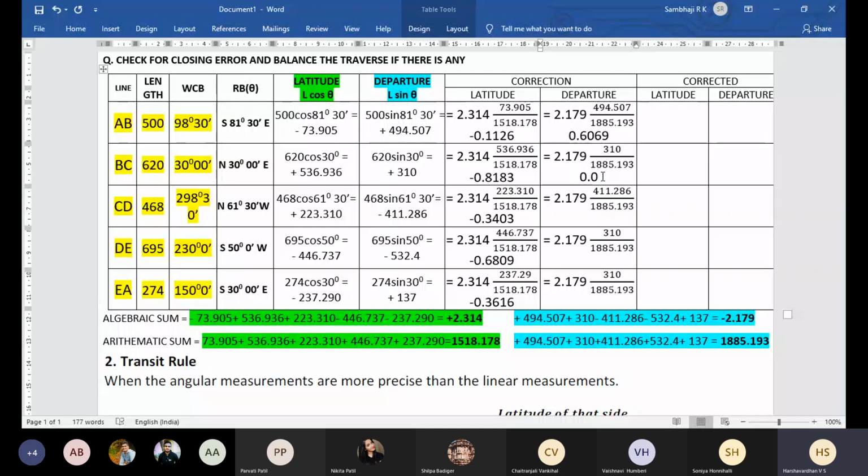It cannot be 0.05. It is too small. Sir, 0.3583. How much? 0.3583. Next line.